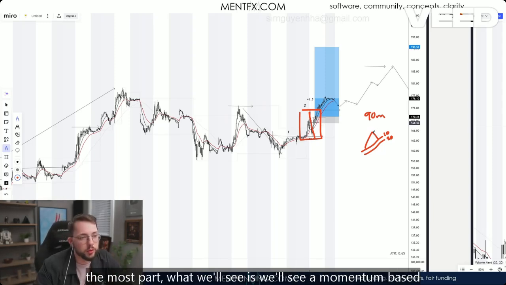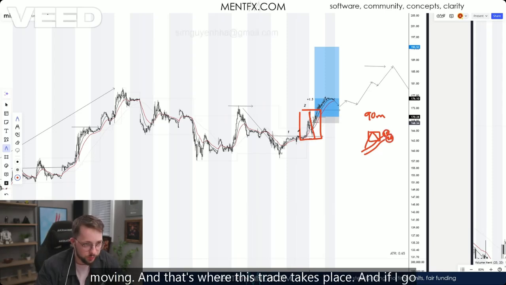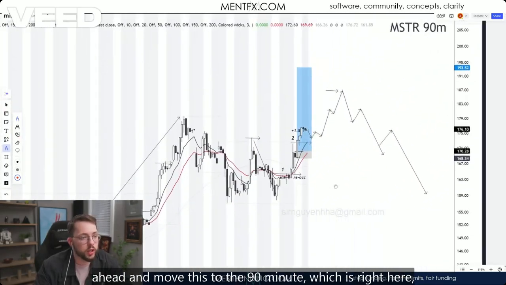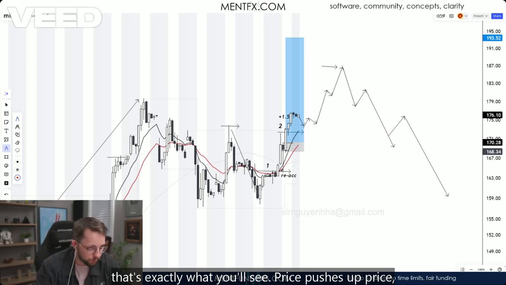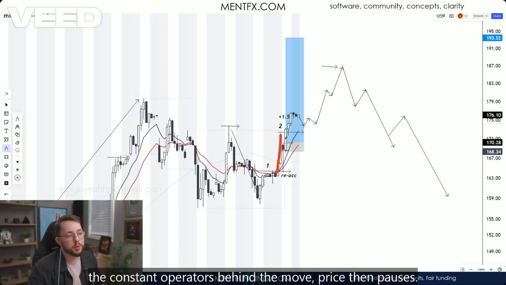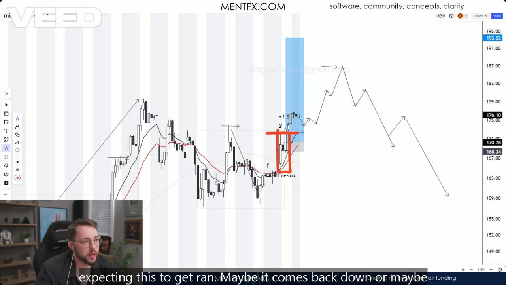But for the most part, what we'll see is a momentum-based MB forming like this, at or just above the 10 and 20, higher moving. And that's where this trade takes place. If I move this to the 90-minute, which is right here, that's exactly what you'll see. Price pushes up, already proving that the move is there, that the COMSAT operator is behind the move. Price then pauses. This is now creating a momentum-based MB, where again, you're expecting this to get ran.